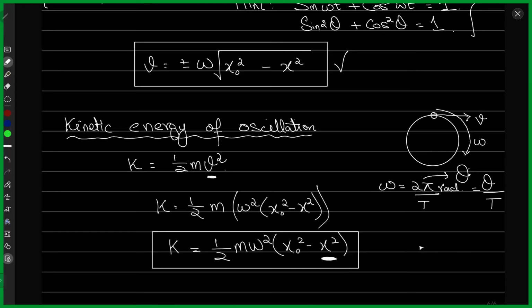Now in our oscillations, if something is oscillating, we have not talked about damping as of yet, as in the oscillations start decreasing. We have not talked about that. We will after this. So omega will always be a constant as long as there is no damping in the oscillation.